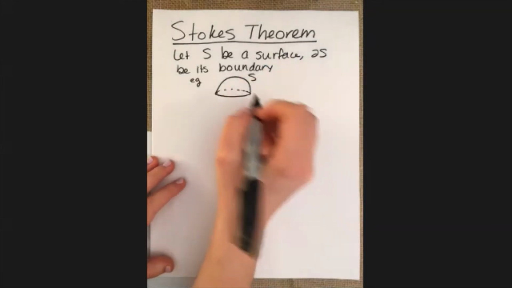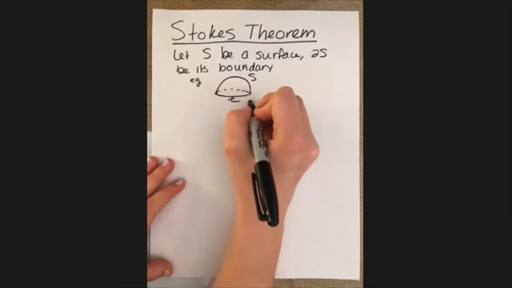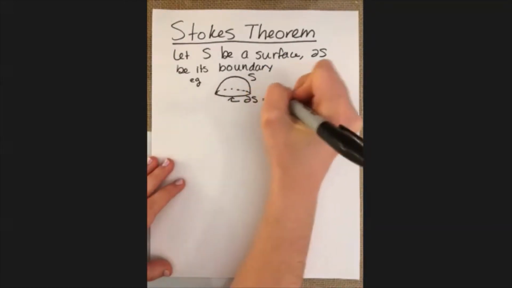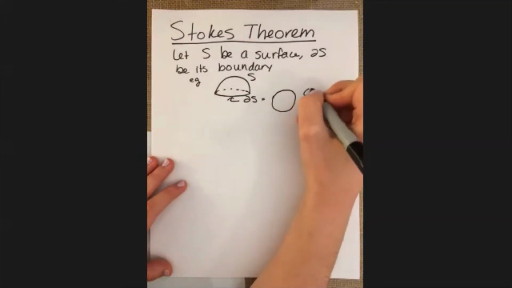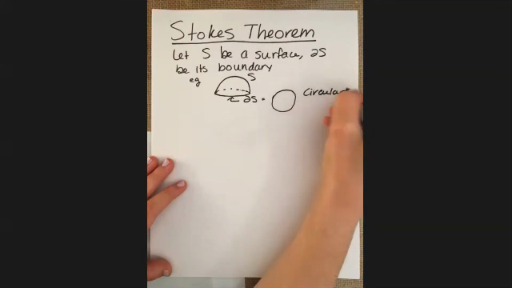That would be S, and then its boundary would be like the base of it. So in this case, it would probably be circular. And it's just a curve. Boundaries of these kinds of surfaces are just curves.